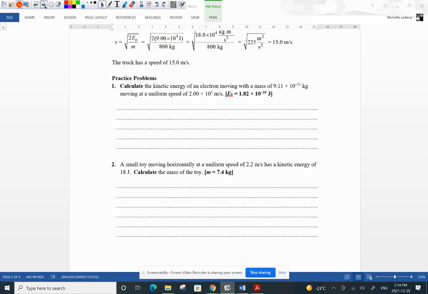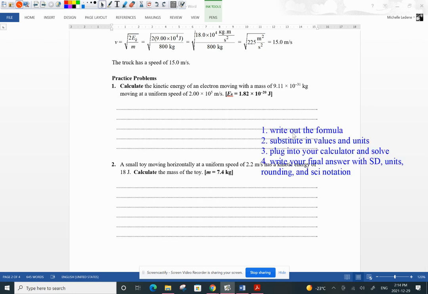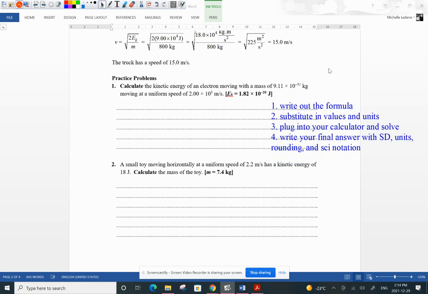Question 1 says calculate the kinetic energy of an electron. Whoa, so we're talking about a tiny little particle in an atom, an electron, with a mass of 9.11 times 10 to the minus 31 kilograms. That's super tiny, right? You can't even imagine how tiny it is. So we're talking atoms and electrons. And the speed it's moving is a very fast speed, 2 times 10 to the 5 meters per second.